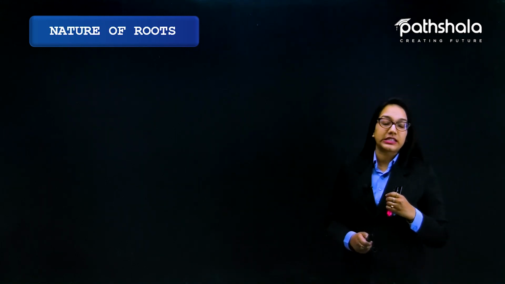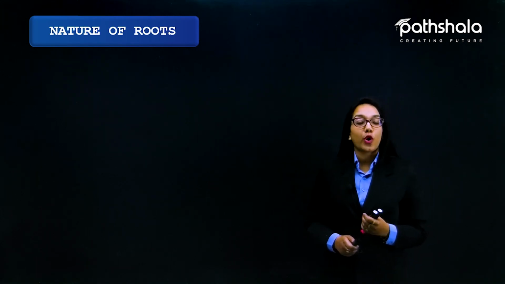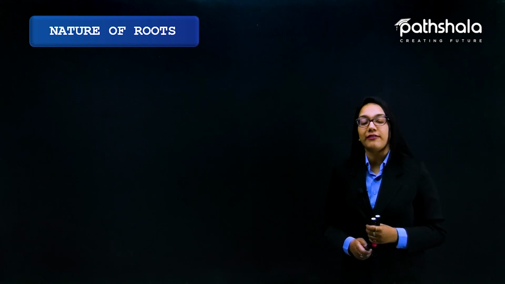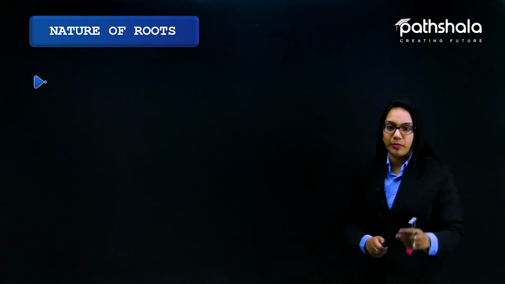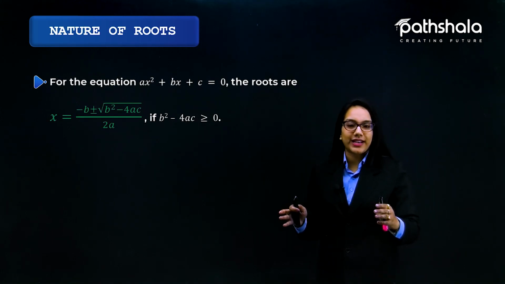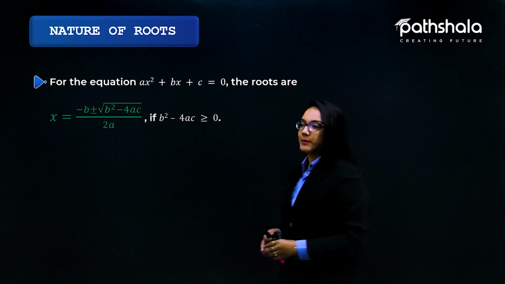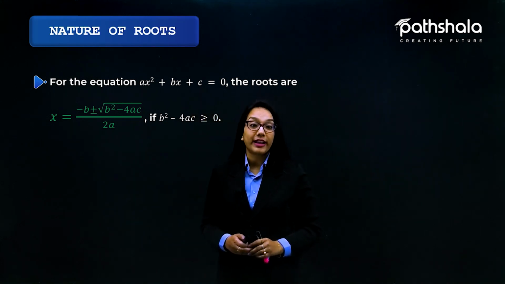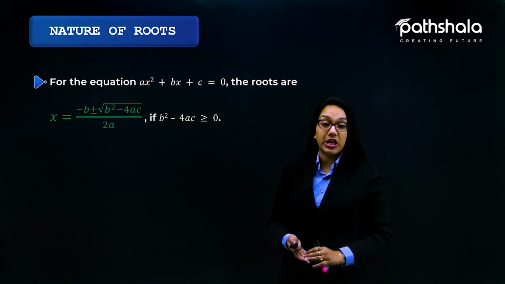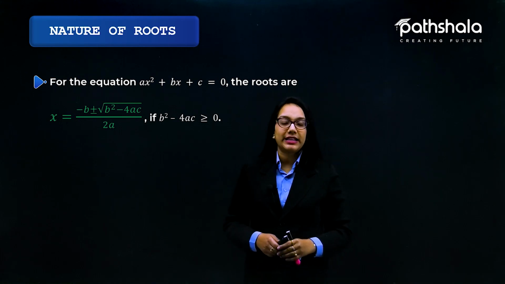Let us suppose we are starting with finding the roots of a quadratic equation. We can find the roots with the help of the quadratic formula, and I hope you remember it. For the equation ax square plus bx plus c is equal to 0, the roots are x is equal to minus b plus minus square root of b square minus 4ac, divided by 2a, which is called the quadratic formula, or sometimes the Sridharacharya formula, if b square minus 4ac is greater than or equal to 0.